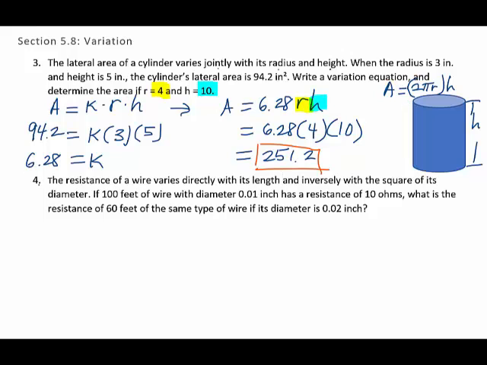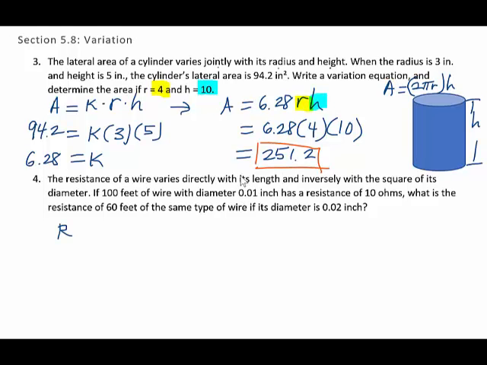Okay, in the next problem, the resistance of a wire varies directly with its length and inversely with the square of its diameter. So let's stop there and go ahead and write a general variation equation. So R for resistance varies directly, so K times the length, so K times L, and inversely, so that'll be divided by the square of its diameter, D squared.